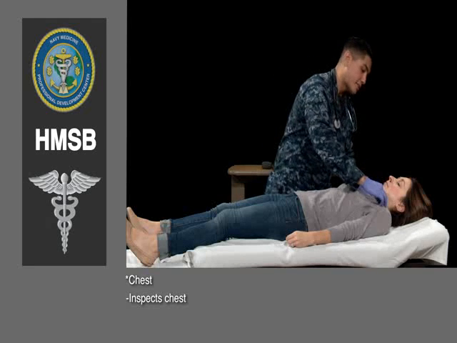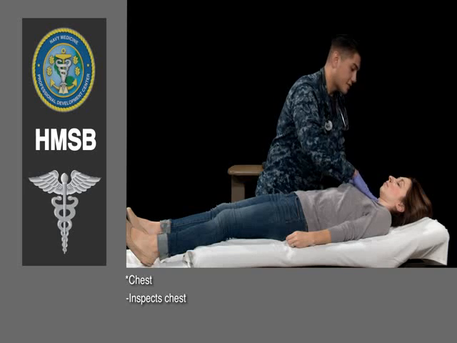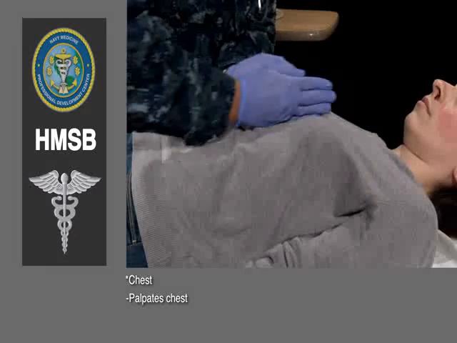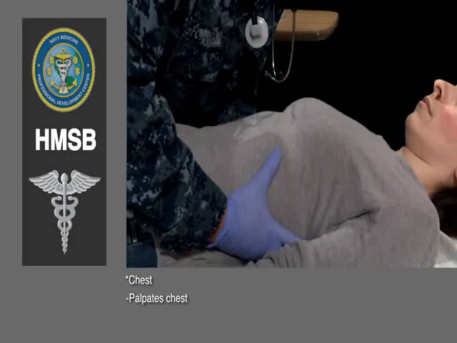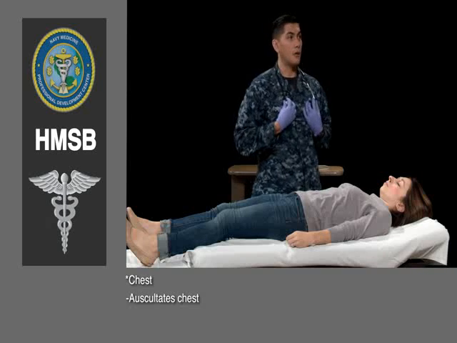Moving down to the chest, and inspect her clavicle for signs of fracture. I'm going to palpate her sternum and rib cage for any signs of crepitation or paradoxical movement. At this time, I will auscultate her chest.